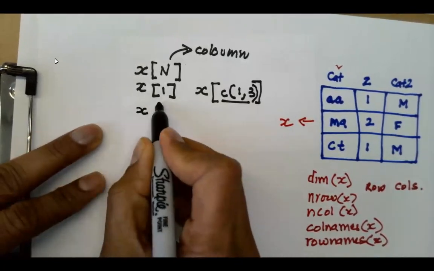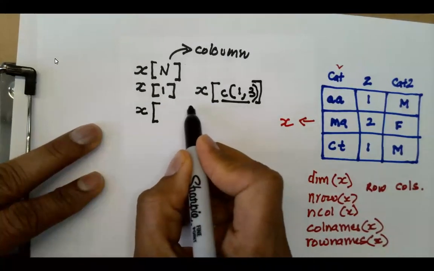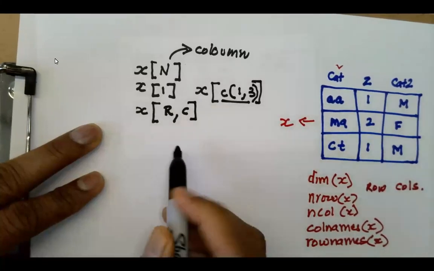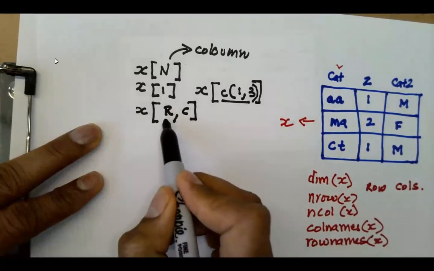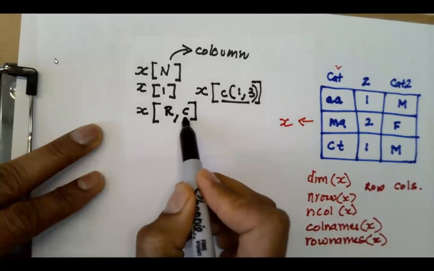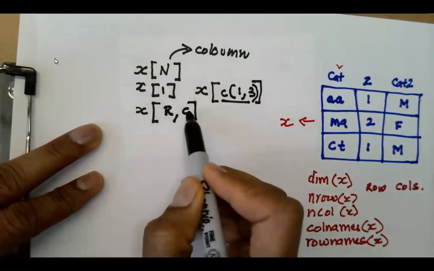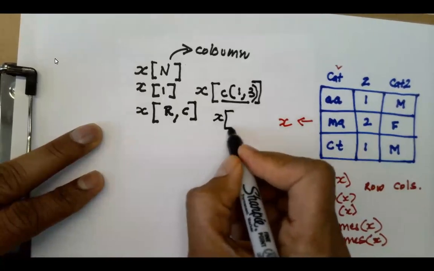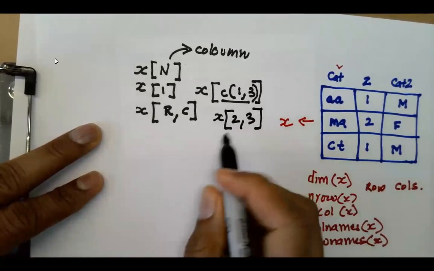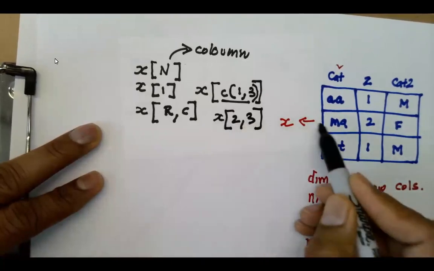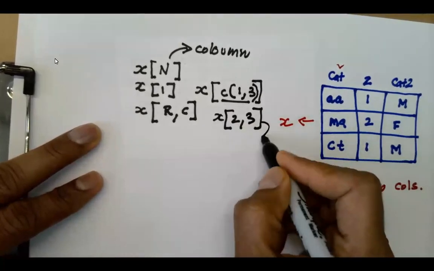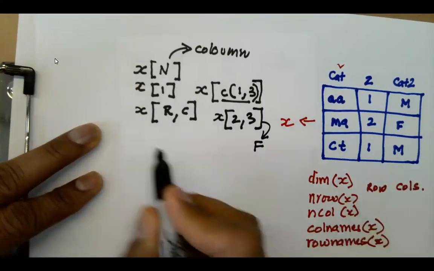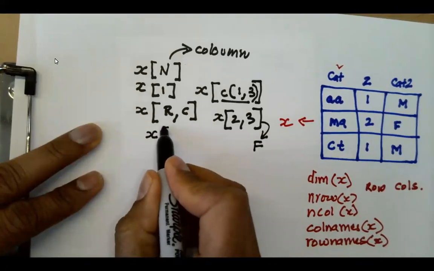The other way of subsetting, which is very common, is basically R comma C. So basically for X, we subset the rows we would like to have and the columns we would like to have. You can have one row and one column, and then one specific value would be picked up. For example, here, if we say 2 comma 3, it means pick up the second row and the third column, and the output would be F.